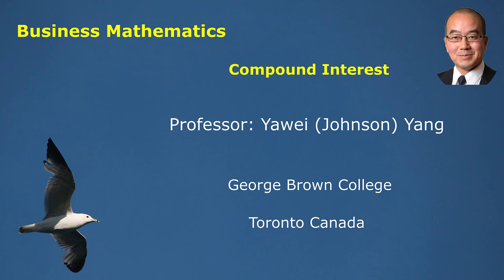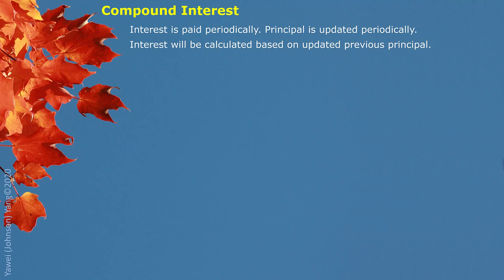Hello everyone, here we talk about compound interest. When interest is paid periodically and added into principal periodically, principal is updated periodically. This kind of interest is called compound interest. Every period, the interest will be calculated based on the updated previous principal.